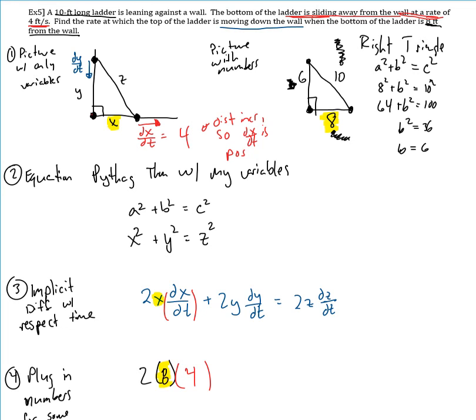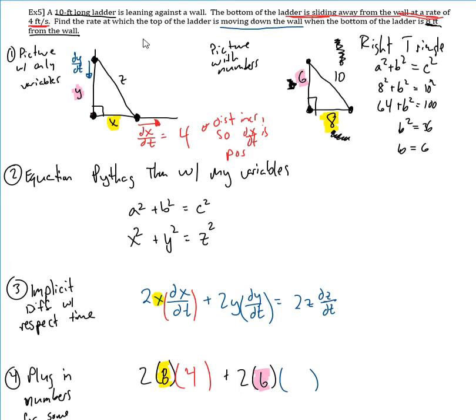And then we have plus 2 times y. Well, y, I'm going to highlight in the maroon or in the pink. Y we found with our number picture as 6. So we'll sub that in. So y is 6. And again, I'll just keep my color coding going. And then dy dt, I have it marked in blue. So I'll put it in blue here. But that's what they want us to find. They say find the rate at which the top of the ladder is moving down.